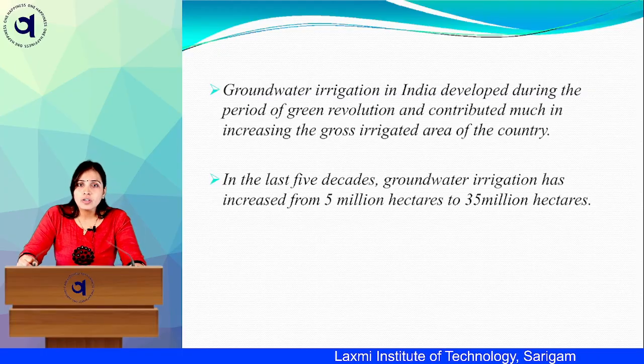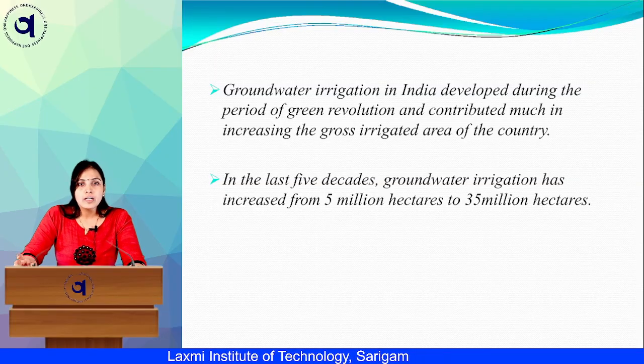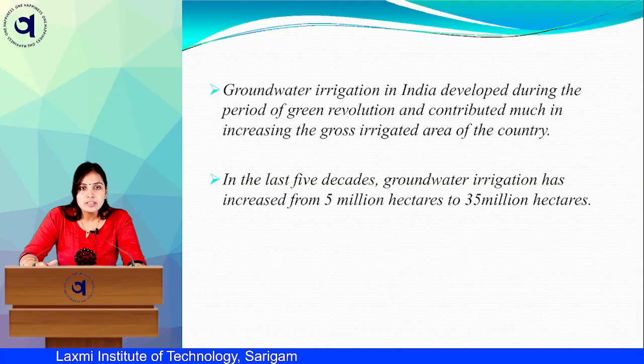Groundwater irrigation in India developed during the period of Green Revolution and contributed much to the increase in the gross irrigated area of the country. So this period is also called Green Revolution. In the last 5 decades, like last 50 years, groundwater irrigation has increased from 5 million hectares to 35 million hectares. So you can see the data.